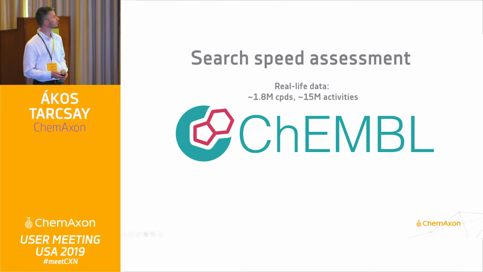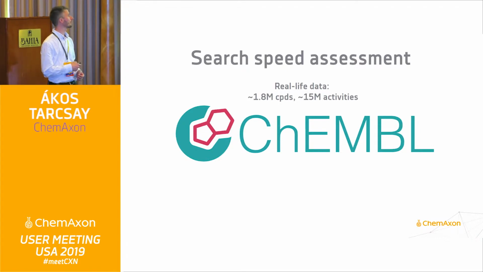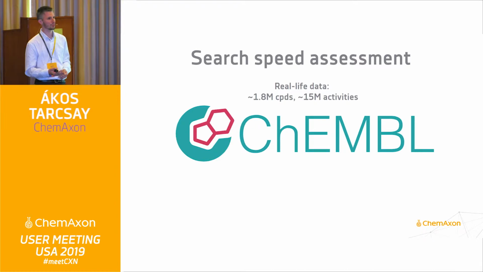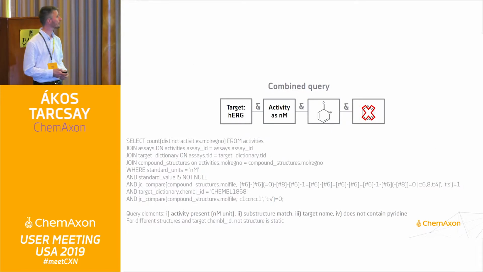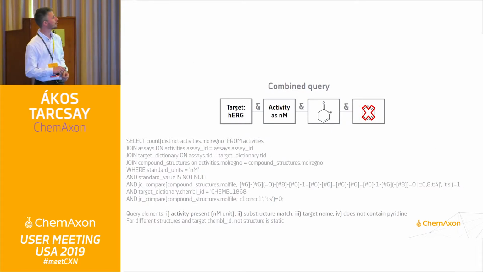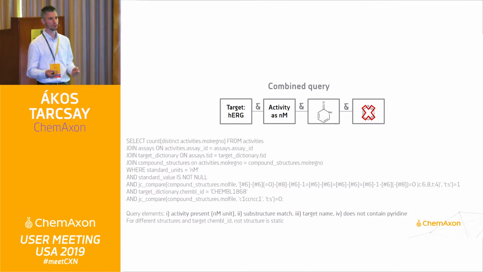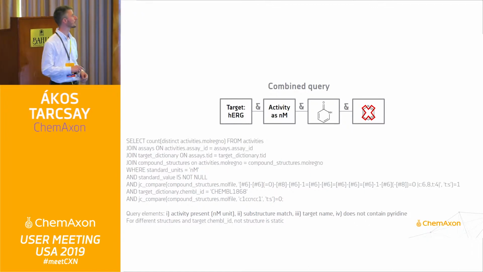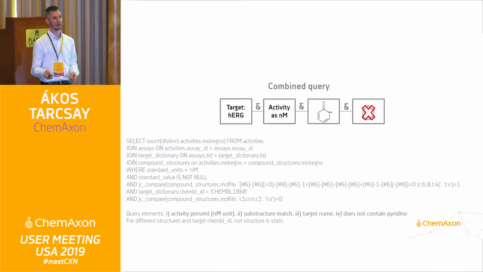Then we also tested this on the ChEMBL database, which includes 1.8 million structures, 50 million activities, and here the whole ChEMBL was imported into the database. And we also applied a combined query where we defined a target that it should have activity in the activity table, it should have a given substructure, but it shouldn't have another one.